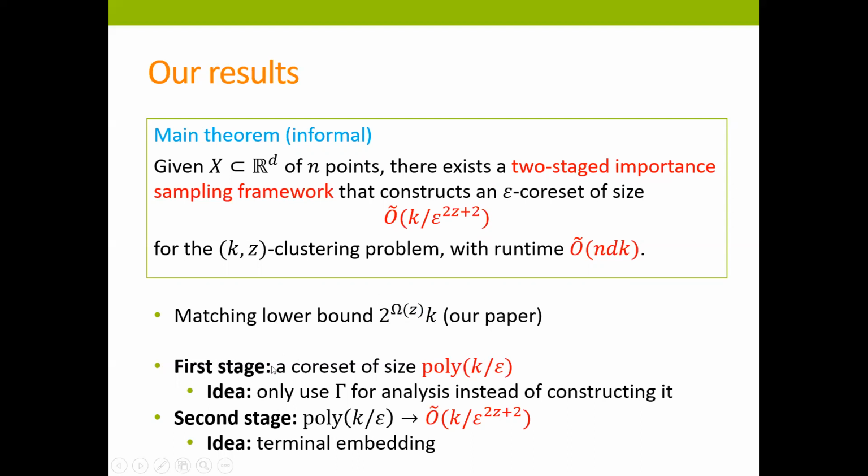And our first stage of importance sampling is to construct a coreset of size polynomial in k over epsilon, the same as the Sohler and Woodruff framework. But our idea is we do not need to explicitly construct gamma. Actually, the existence of such gamma is already enough for our analysis. And the second stage is again to apply the terminal embedding, which can reduce the coreset size to the desired coreset size.